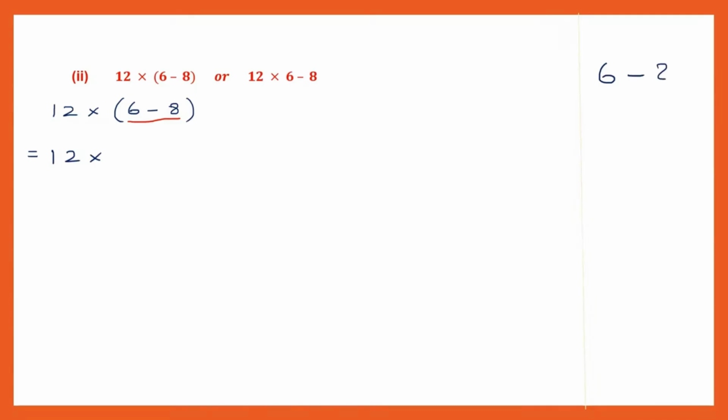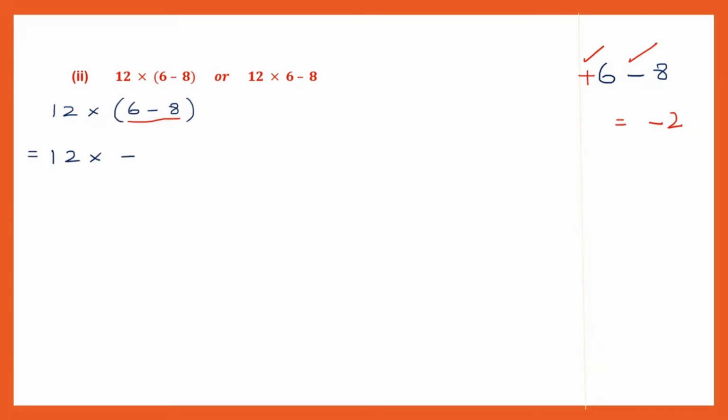6 minus 8. Now if a number doesn't have a sign, it's understood it's a plus sign. Now here, plus 6 minus 8, we are going to use the rules of addition. The signs are different. So put the sign of the bigger number. That is 8 is the bigger number. The sign of 8 is minus. And then subtract. 8 minus 6 is 2. So what have we done? We have applied the rules of addition, which says when signs are different, put the sign of the bigger number and subtract. So here we have minus 2.